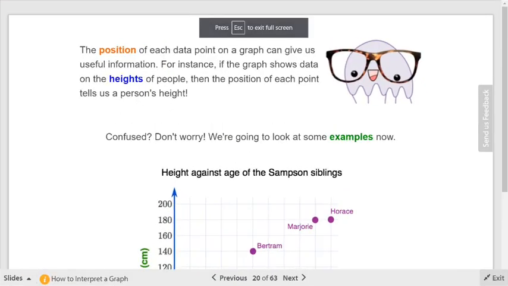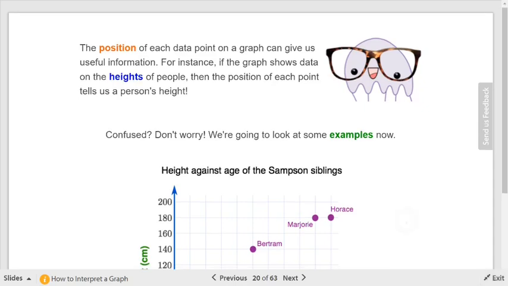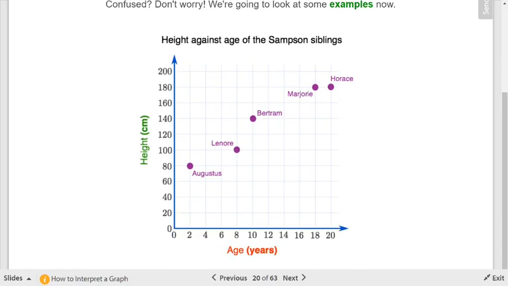So, the position of each point of data on a graph gives you useful information. For instance, this graph is talking about the heights of this age of Samson's siblings. What does it mean if you're a sibling? Brothers and sisters, yeah. So here's this family. 1, 2, 3, 4, 5 children in this family. And there are their heights. And then what's the x-axis telling you? Age in years, right. Remember, age in years. So we always want to say what it's measuring as well as the units. Okay.